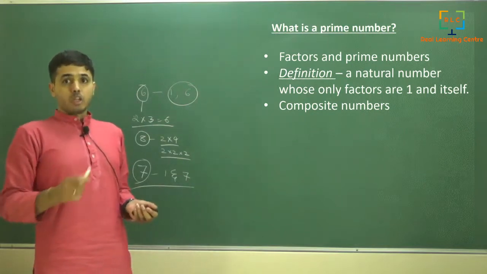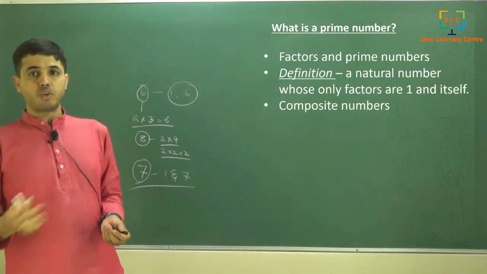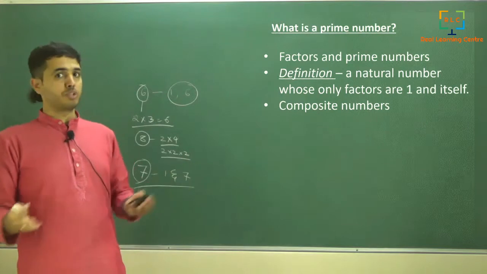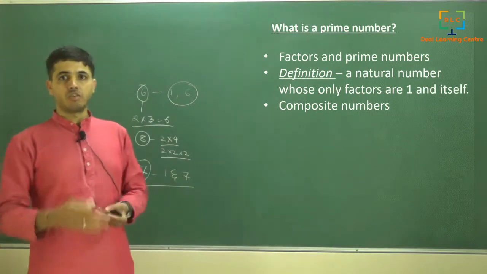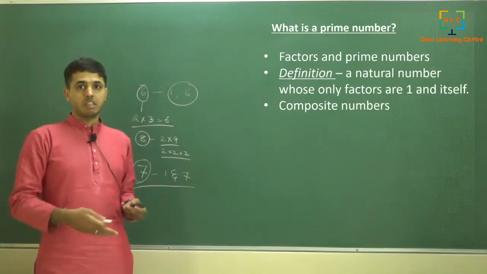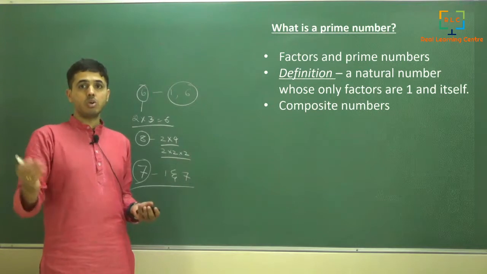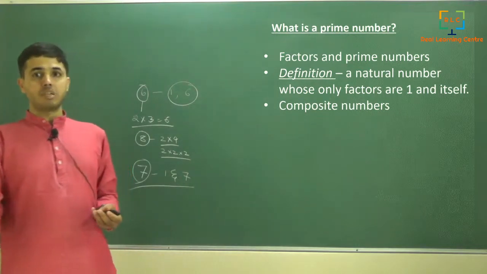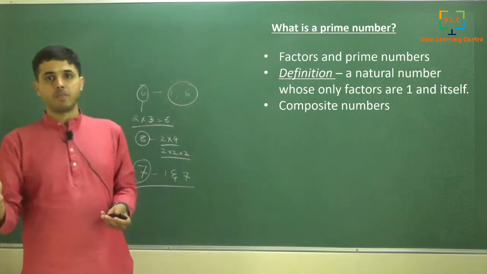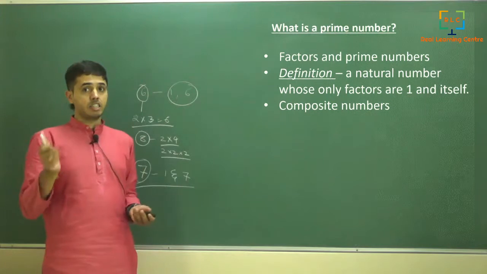So to begin with, 1 is neither prime nor composite, and 2 is the first prime number because you don't get any factors other than 1 and 2. Similarly for 3, you don't get any other. Now what about 4? 4 has a factor other than 1 and 4, that is 2, since 2 into 2 is 4. So 4 is a composite number. 2 and 3 are prime numbers. What about 5? 5 is a prime number. 6, we have seen, is a composite number.